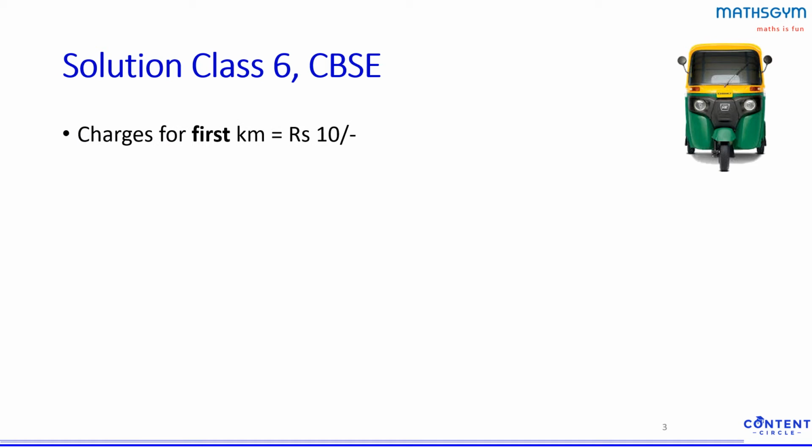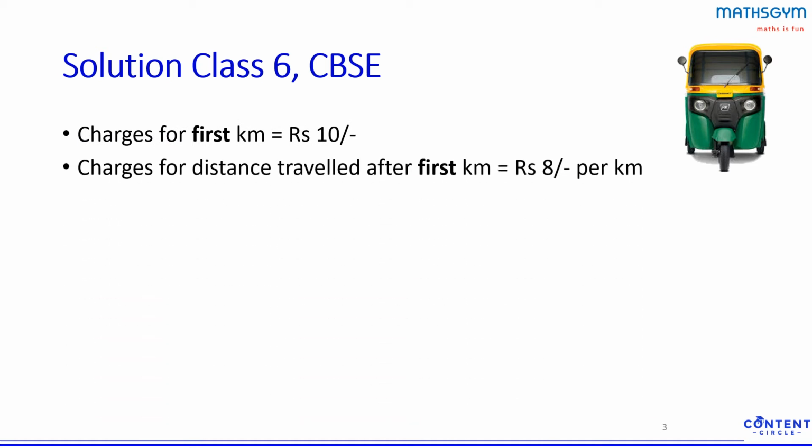Charges for the first kilometer is given as rupees 10. Charges for distance traveled after the first kilometer is 8 per kilometer. So what fundamentally it means is, after you have traveled the first kilometer, for every subsequent kilometer you are going to be paying rupees 8.